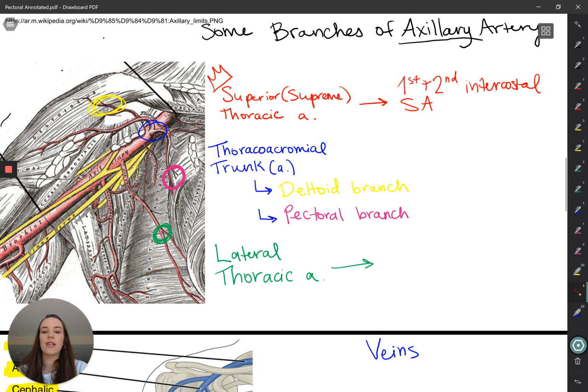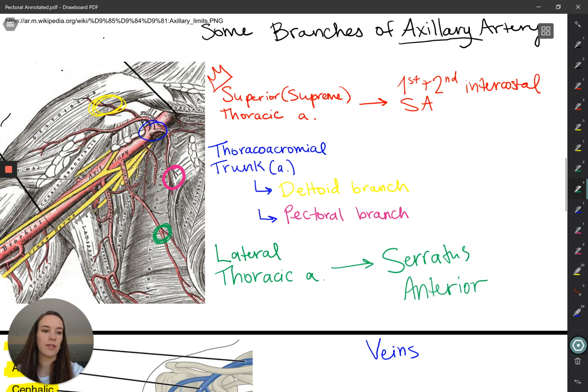And if you see an artery coming down off of axillary and it's decently thick and it's heading straight down, right along the lateral side of the thorax, that's how you know that's going to be lateral thoracic artery. So lateral thoracic is going to feed serratus anterior.